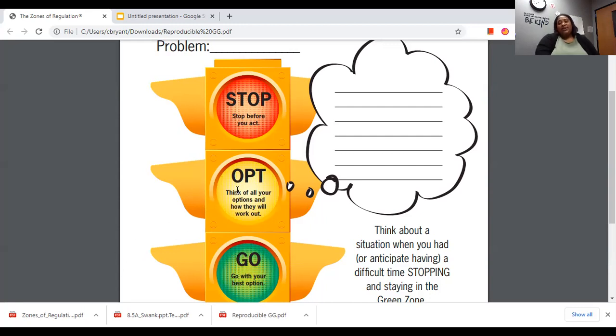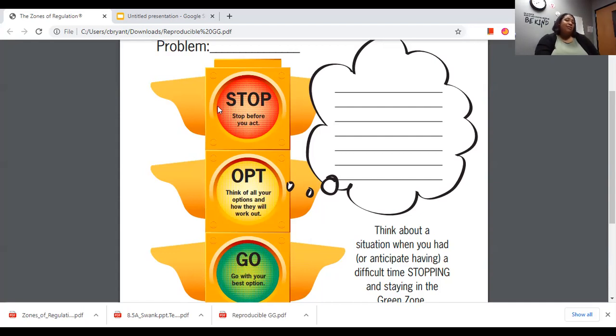Remember, our goal is to choose options that will allow us to move closer to our green zone, that will allow us to feel happy, focused, and calm. So list as many options in the yellow as you can think of. When you get to the green, go with your best option. We want to work hard to get as close as we can to the green zone. So that was just one example of a common problem that kids have.